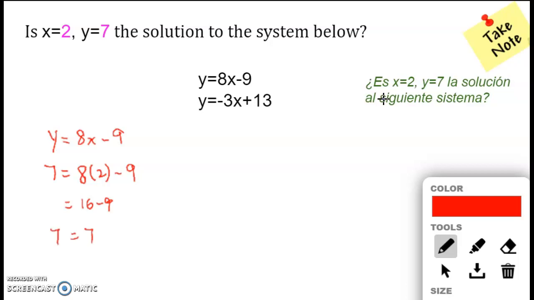Okay, and that does check out, doesn't it? So that was the question and it checks out. So I know that the first equation is satisfied. Okay, now we need to check the second equation.